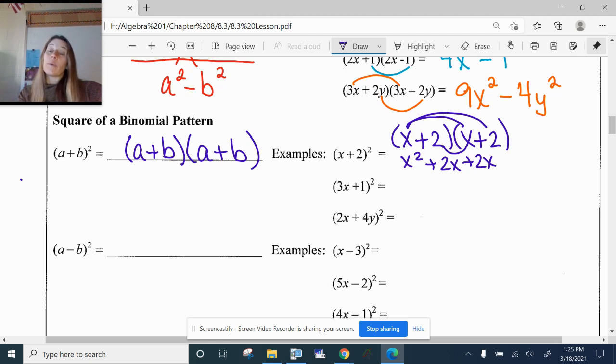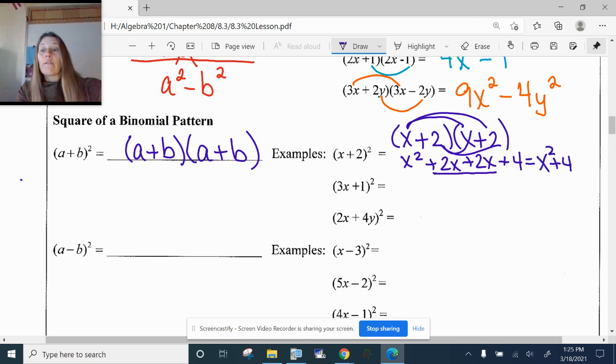Now, in the last example, we would have opposite signs, but here we have the same sign. And then 2 times 2 is 4. Now, what happens is this middle one, whatever you get there, is just doubled. So this is going to equal x squared plus 4x plus 4.